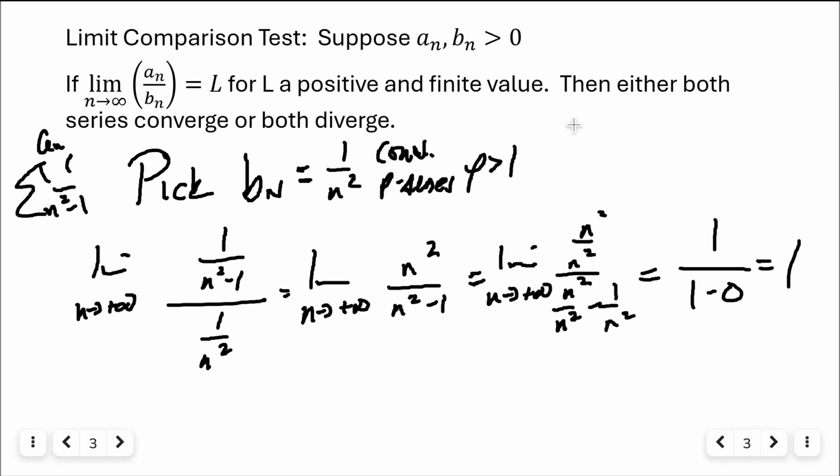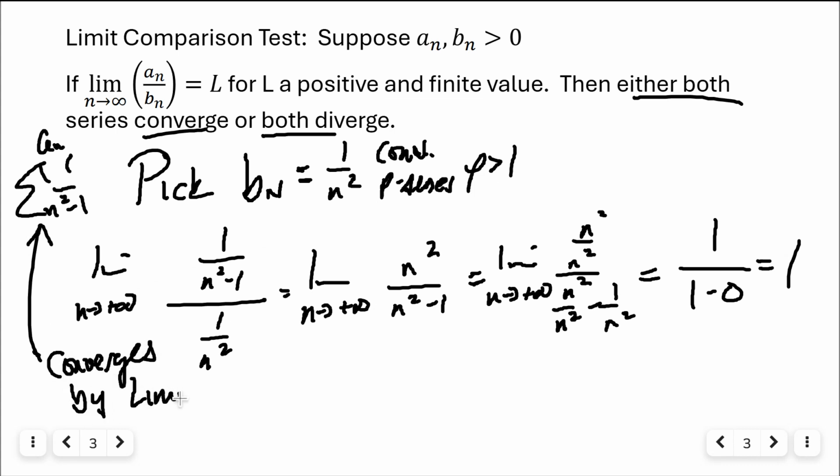So now my conclusion is either both series converge or they both diverge. Well, the series I compared this to originally converged, right? It was a convergent p series, p greater than 1. So then I know that 1 over n squared minus 1 converges by the limit comparison test.